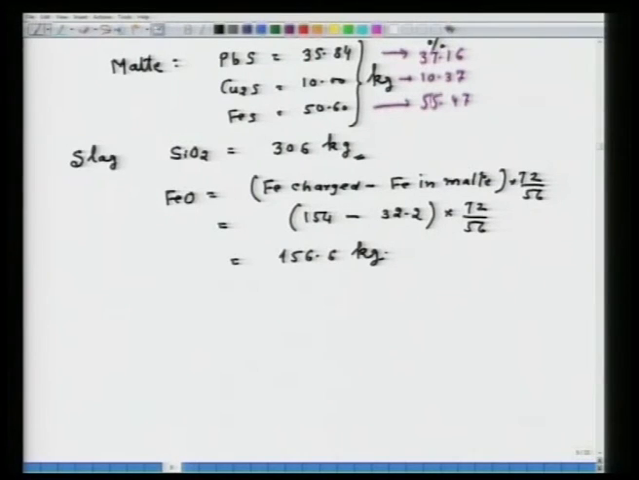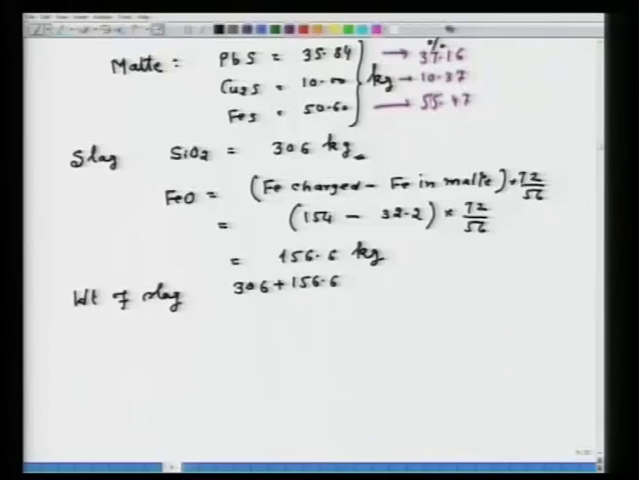Now, once you know the amount of FeO, I can calculate the weight of slag. Weight of slag, that will be 306 plus 156.6, because it says 18.5% is the CaO in slag. So, 100 minus 18.5% will be sum total of SiO2 and FeO. So, if I divide by 81.5 into 100, then the weight of slag will be equal to 567.6 kg.